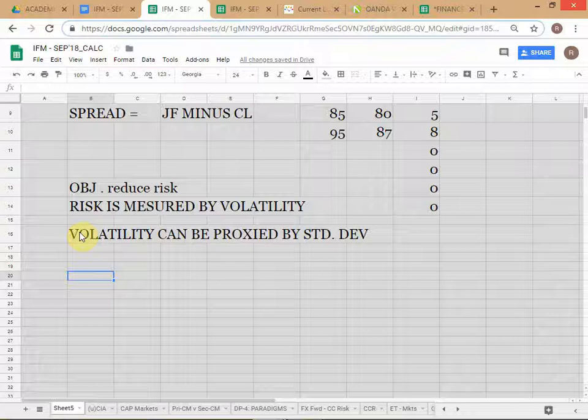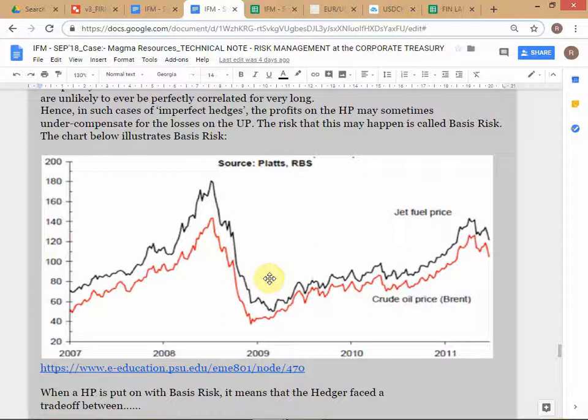So what are you going to do? Remember, you have the data. The standard deviation is just a statistical measure. If you have the data series, you can compute the standard deviation. So let's look at this now.